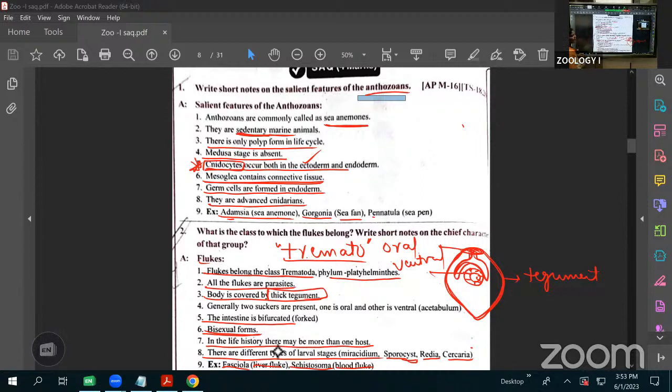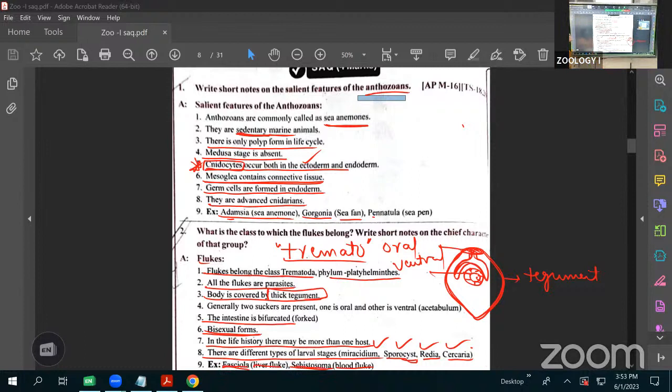Next, the life history may be completed in more than one host. There are different types of larval stages, for example miracidium, sporocyst, redia, and cercaria. Like that, a number of larval forms are present. This has a complex life cycle. Examples are Fasciola and Schistosoma.